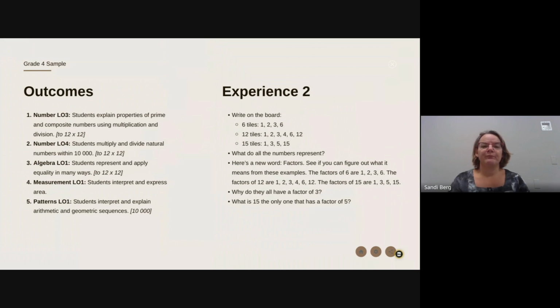Here's a new word, factors. See if you can figure out what the word factors means when I say this. The factors of 6 are 1, 2, 3, 6. The factors of 12 are 1, 2, 3, 4, 6, 12, and so on. Why do they all have a factor of 3? Why, sorry about the typo there, is 15 the only one that has a factor of 5? And obviously giving students time to discuss that and bring that back together. So what outcomes do you think I was deliberately connecting to there?